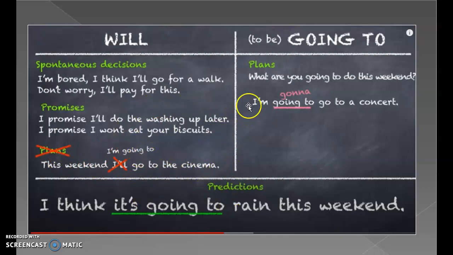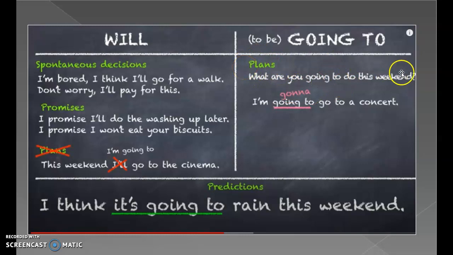Predictions. Lo bueno es que will y going to lo podemos utilizar ambos para hablar de predicciones. Algo que usted cree que pasará o que va a pasar. Predictions, remember. Y mientras que going to, en cambio, siempre lo vamos a utilizar for plans. It's only for plans.